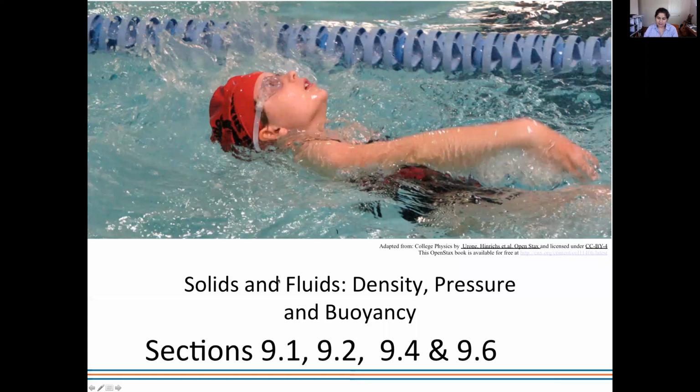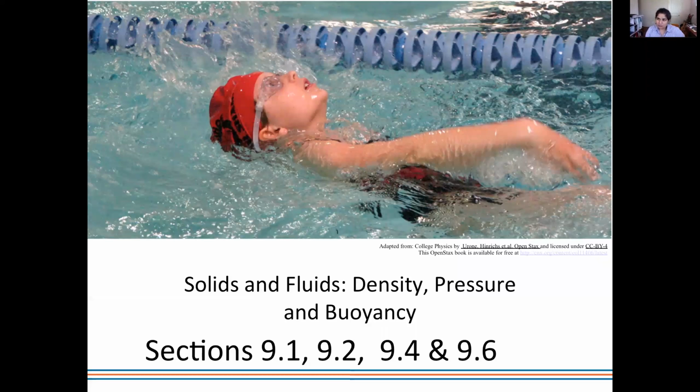Welcome to chapter 9. In this chapter, we are going to do just 4 sections. So you don't need to do the entire chapter. That's sections 9.1, 9.2. Then we'll skip to 9.4 and do 9.6. We will not do 9.5. So just 4 sections. It's going to be much easier.